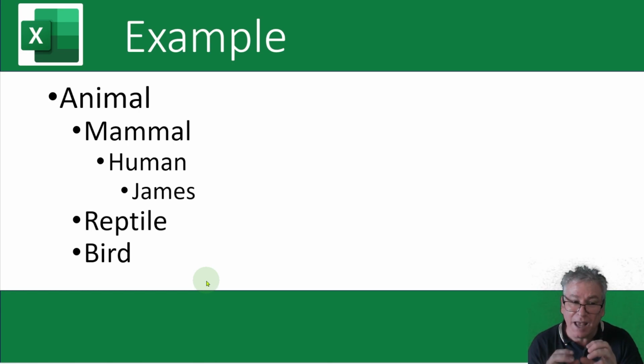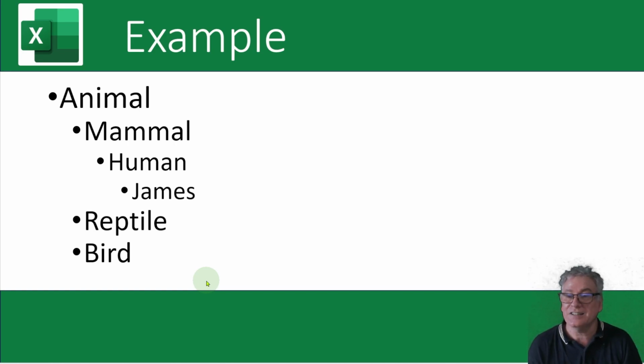And then if you look at a mammal, you might have a human. And a human is a type of mammal, but it's not like a dog, yeah? But they still have 4 limbs, right? 2 arms, 2 legs, right? They still have a mouth. They still have 2 eyes, right? And then James is a specific human. Right? So the same thing would apply in Excel, right?